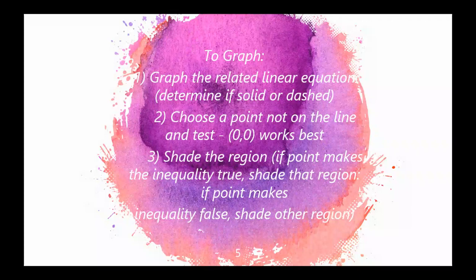When we are graphing, we want to graph a related linear equation. So to go back to that other one, we would have just graphed y equals 2x plus 1. That would have been what we would graph to make the line. We would have to determine if it's solid or dashed. And then we want to pick a point that is not on the line. If you can, choose 0, 0 because it's the easiest. Plug it in and see if it makes the statement true or false. If the point you chose makes it true, then you shade in the region where that point is. If it's false, you shade in the other side. That's kind of a lot. Let's work through a couple and it should make more sense once we see it, okay?